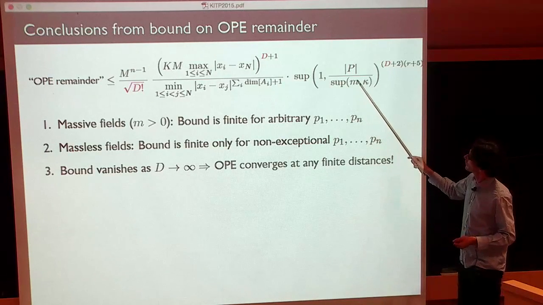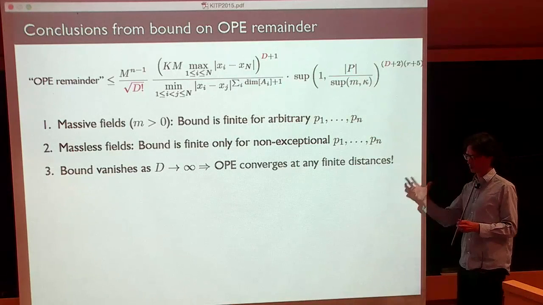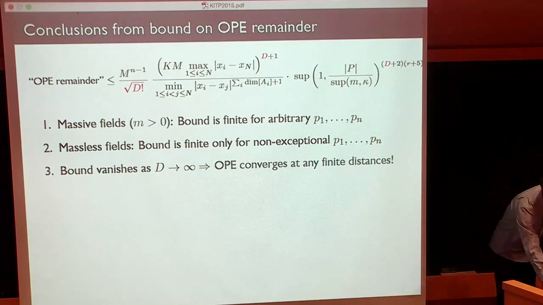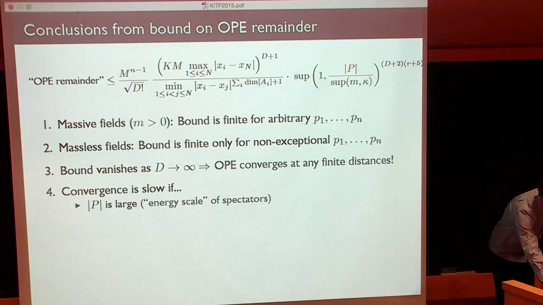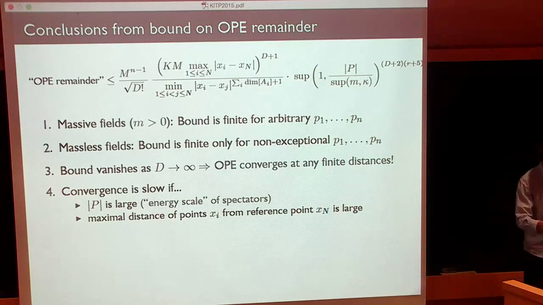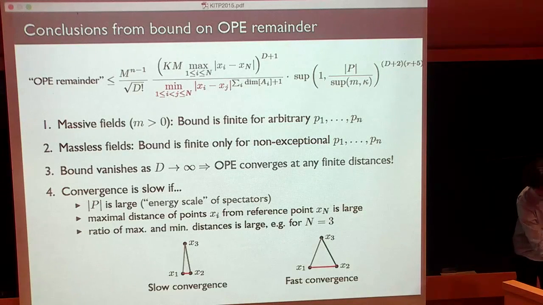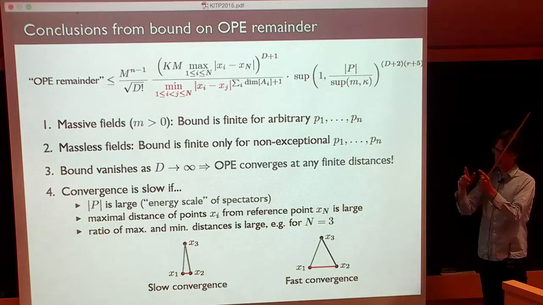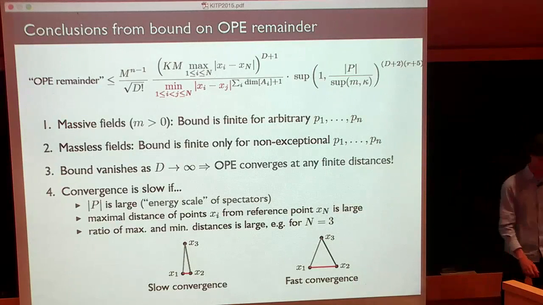We did it this way because physicists like to talk about momenta, and so I thought this was nice, but maybe you're right. So the convergence is slow if the energy of the state is large. If the maximal distance of the points in position space is big compared to a reference point, it's also slow convergence. And I explained the difference with degenerate configurations, which always work against you.